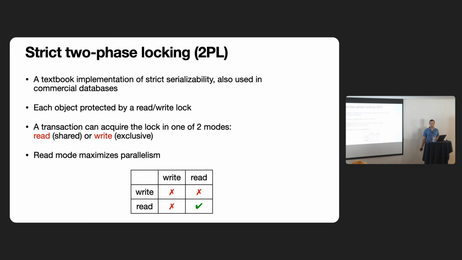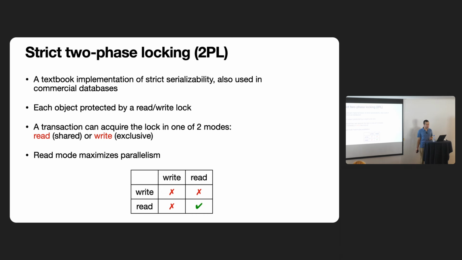And so the classical algorithm for this is called strict two-phase locking. You can ignore the word strict. It's somewhat historical. So sometimes people say just two-phase locking. And it's really a textbook implementation of serializability. It's also used in commercial databases.